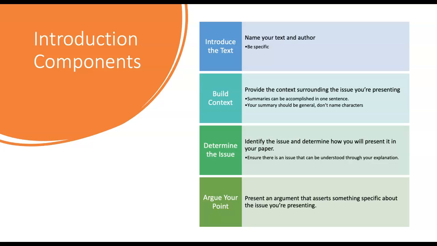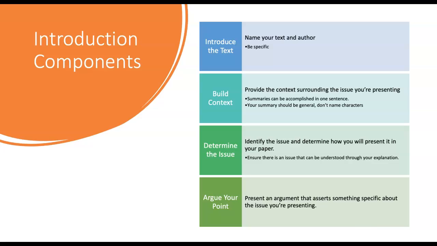So within that, with introducing the text, the key is to be specific. So you always want to name the author and you want to name the genre specifically. So if it's a narrative, is it a memoir? Is it fan fiction? Just exactly what it is. Then you'll build some context around that. That's a brief summary. Summaries can be accomplished in one sentence.